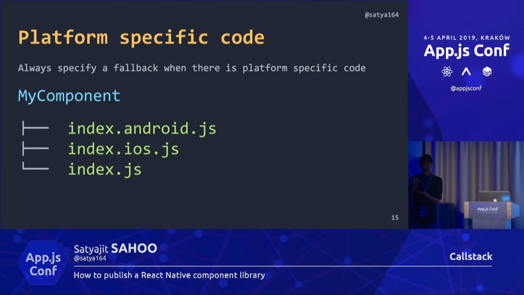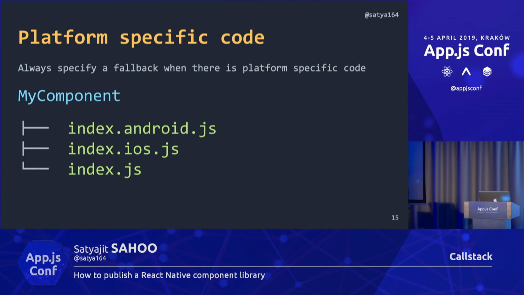How Metro works, Metro is the bundler for React Native. It checks for the most specific thing by default, like say you are bundling for Android. So it will check index.android.js. If it doesn't exist, it will check for .native.js. And if that doesn't exist, it will check for index.js. So you can take advantage of this to provide fallbacks. Say, for example, in your component library, you support only Android, right?